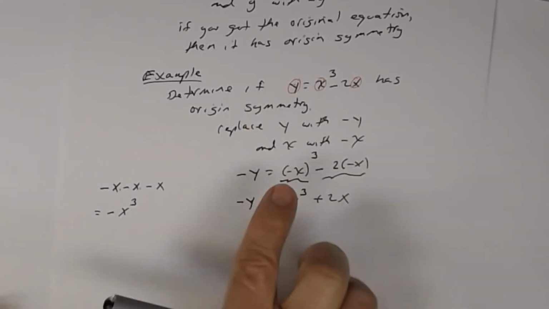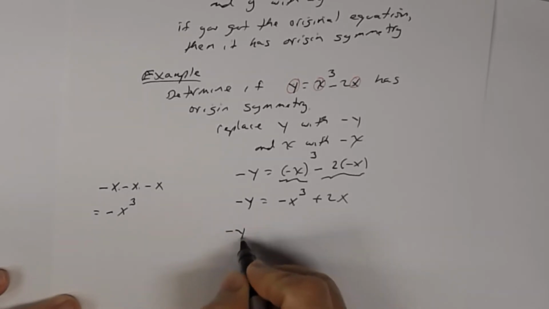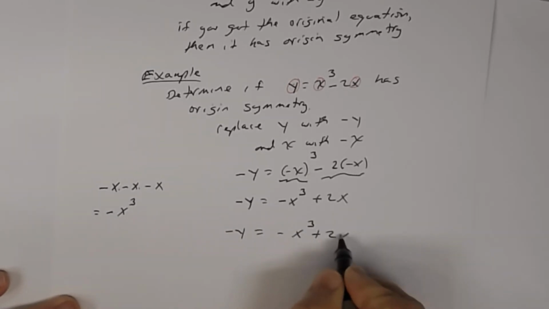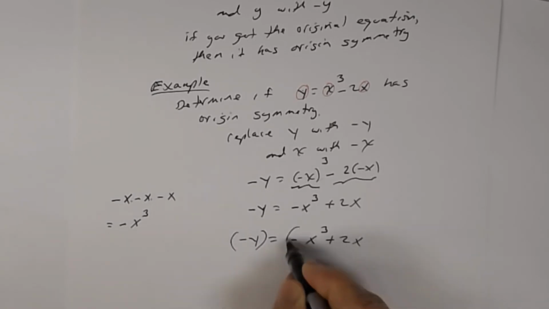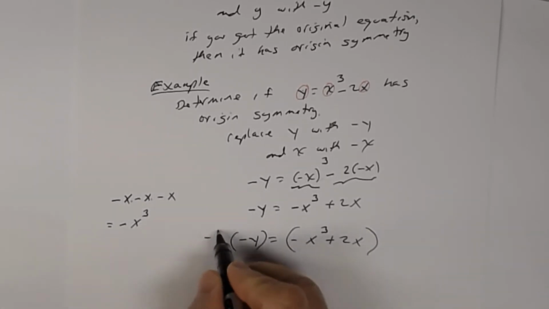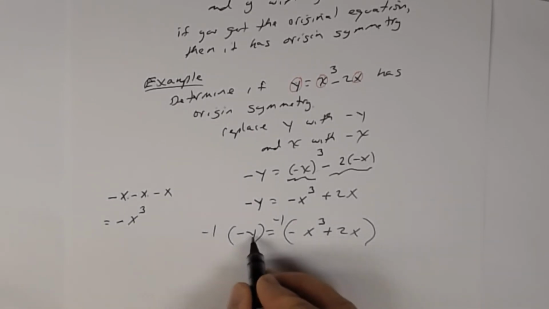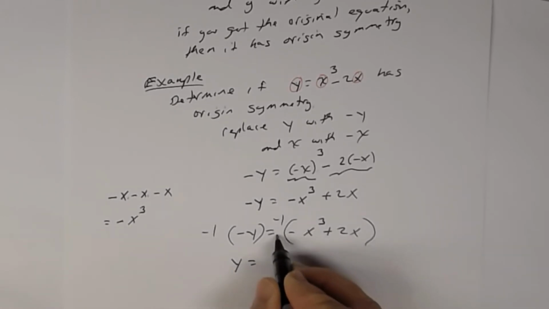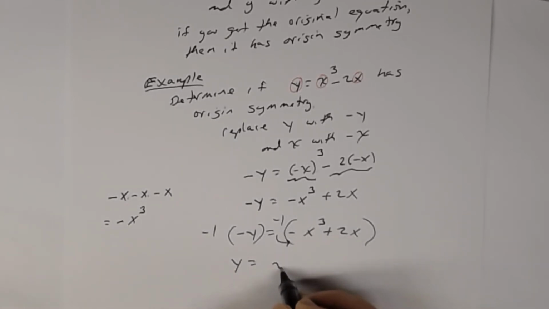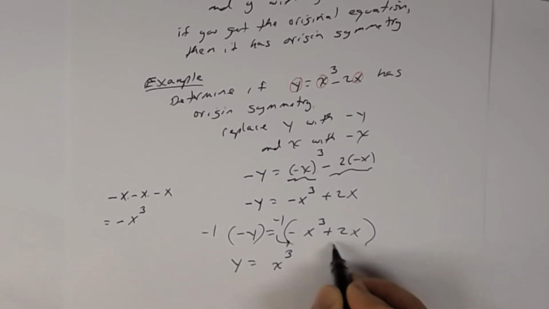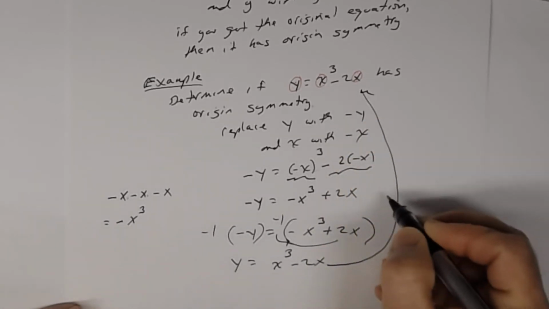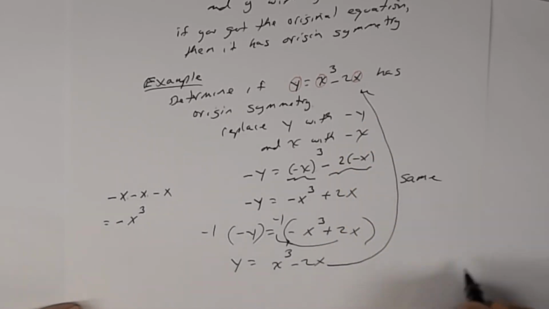Those are opposites, right? So if I'm going to go ahead and rewrite this over. If I were to multiply both sides by -1, which I can do mathematically, what I do to one side, I do to the other though. So if I multiply both sides by -1, -1 times negative y is a positive y, and then distribute, -1 times a negative x cubed is a positive x cubed, -1 times a positive 2x is a negative 2x, then you notice those are the same.